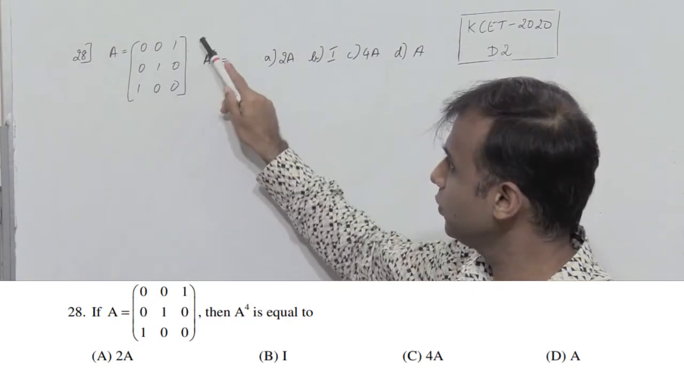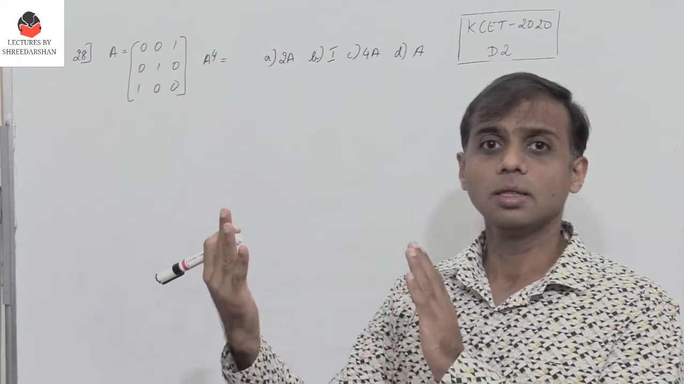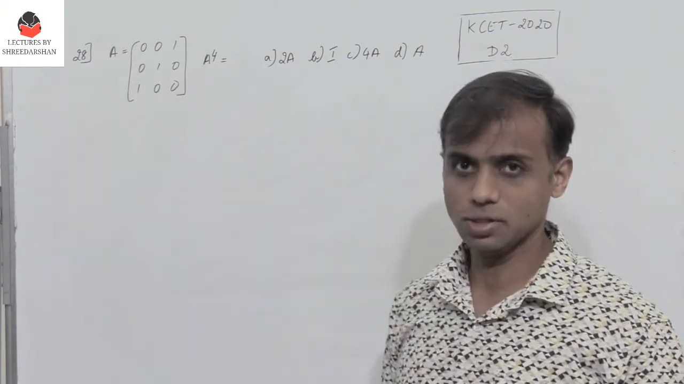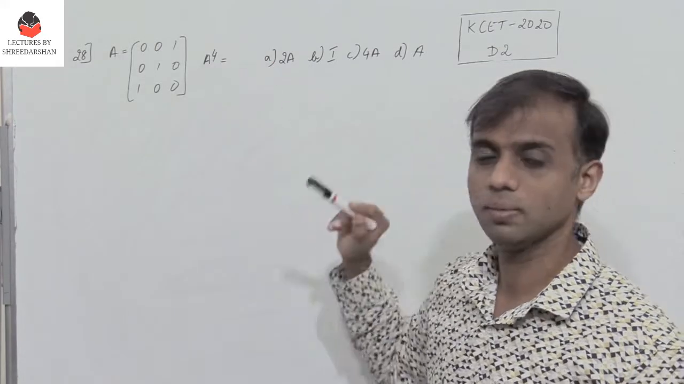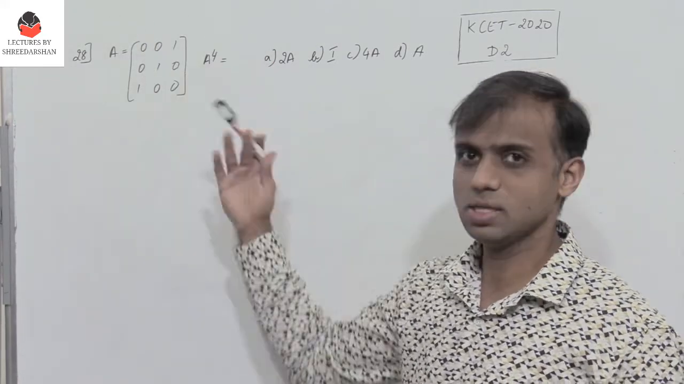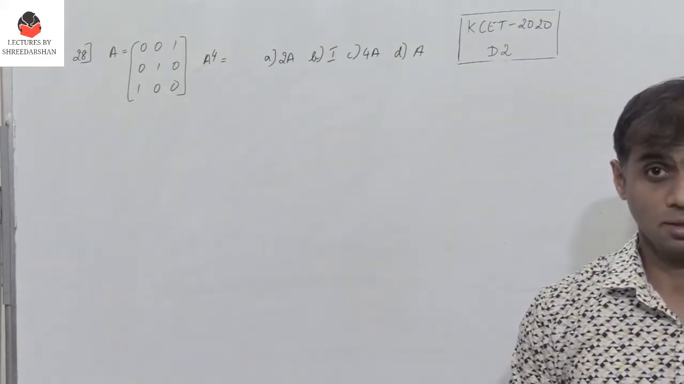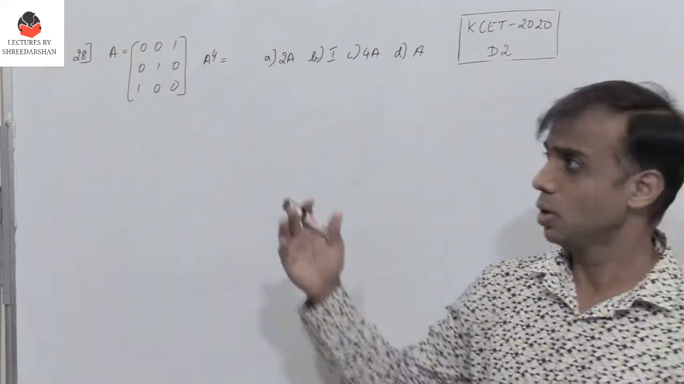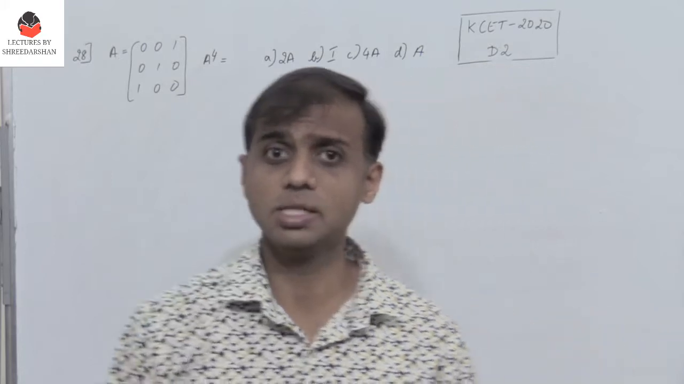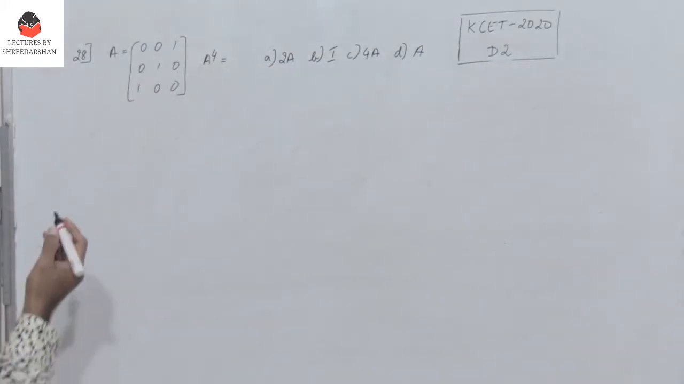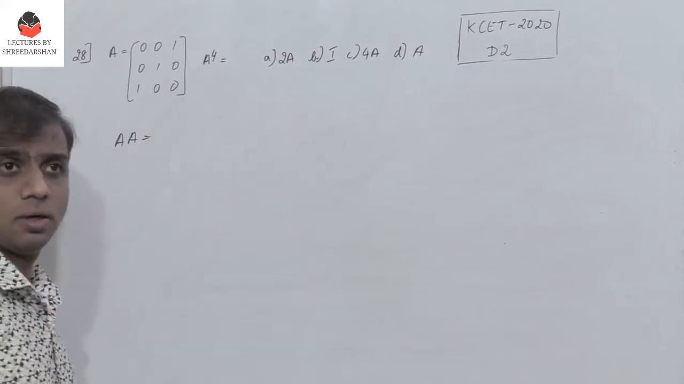The trick here is that if you observe this matrix A, it is the mirror image of the identity matrix. We know that the identity matrix is 1 0 0, 0 1 0, 0 0 1, and this matrix is the mirror image of the identity matrix I. So if we multiply this matrix with itself, that means if I take A square, we get the identity matrix. If you remember this, then it's very easy to solve the problem.